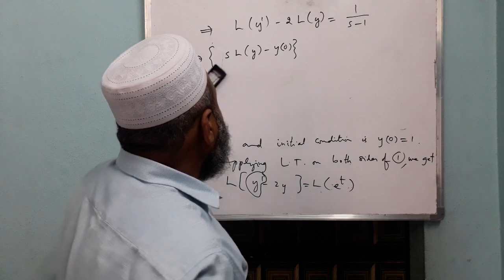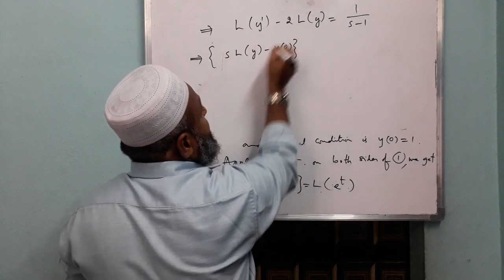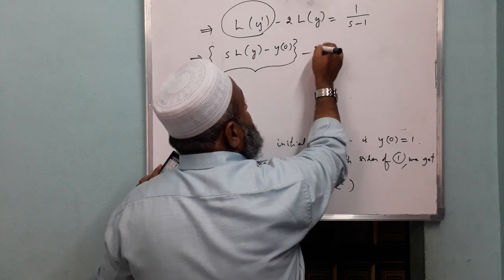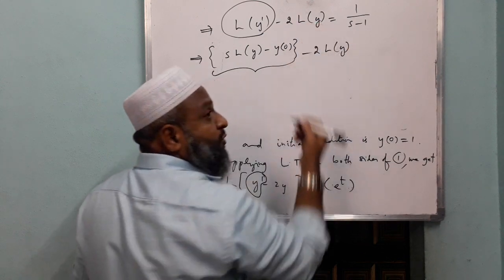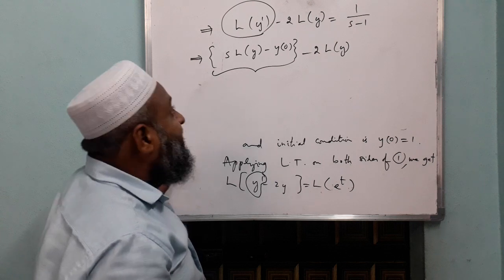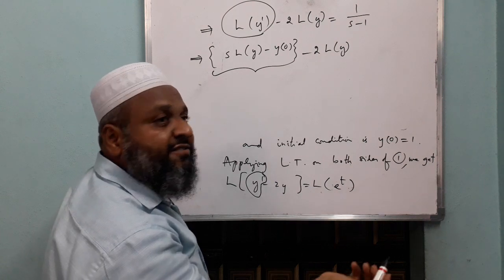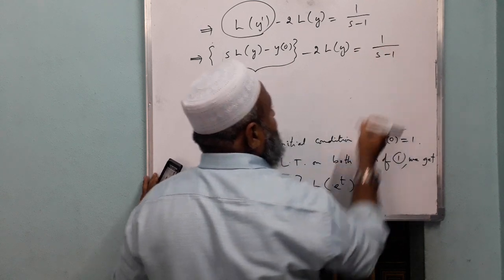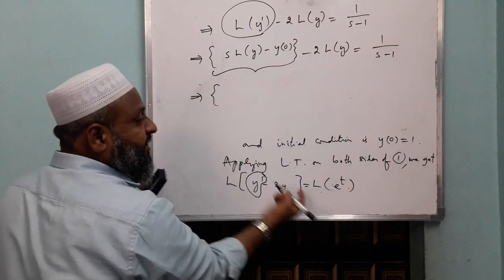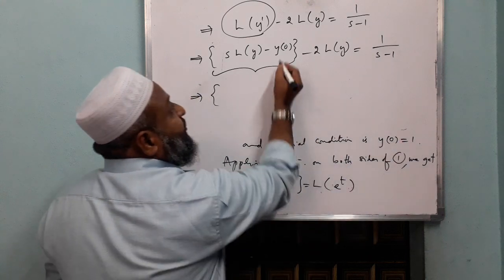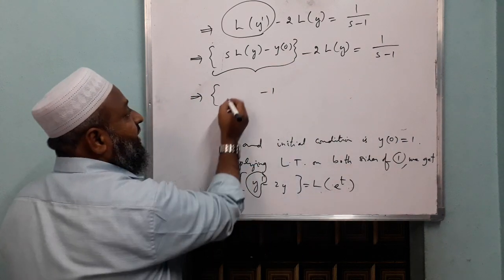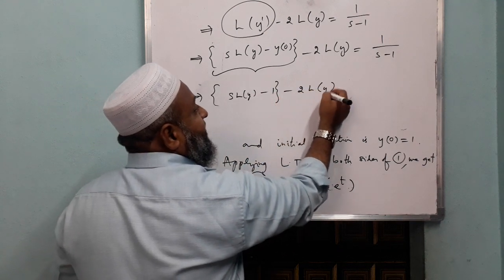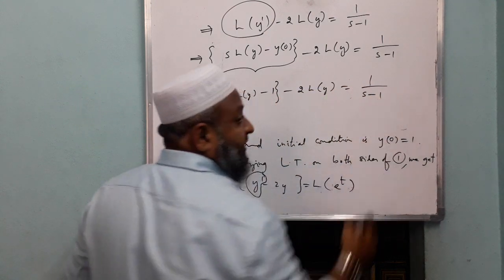Now coming to the second part, this complete expansion is only for L of y dash minus 2 times L of y. Y is unknown to us, we are solving it for y. So L of y is also unknown, and the right side is 1 by s minus 1. Now given in the problem that y of 0 is 1, so I will substitute y of 0 as 1, and s into L of y is as it is, minus 2 times L of y is equal to 1 by s minus 1.